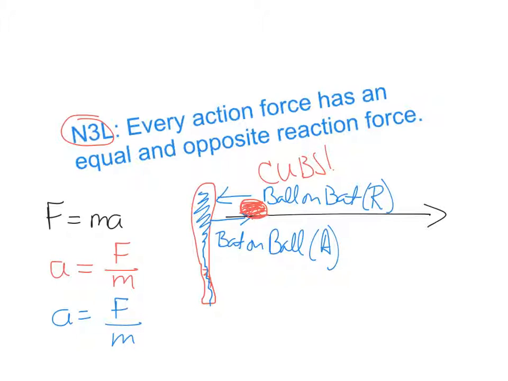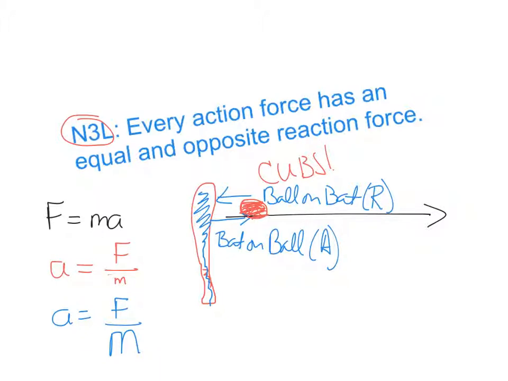So now we see that our forces are equal and opposite, so I'll leave my force the same size. What do we know about the mass of a baseball? Is that a large mass or a small mass? We would say, hopefully, it is a small mass. So let's put a nice little tiny m there. And the mass of the bat relative to the baseball would be very large.